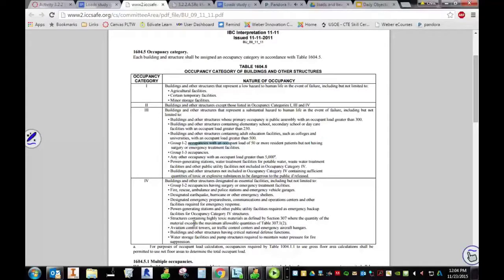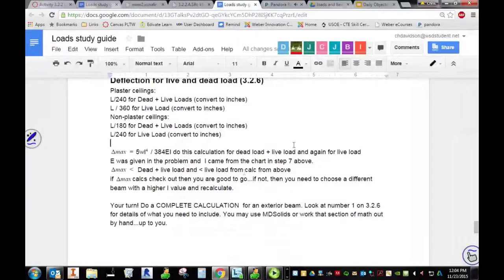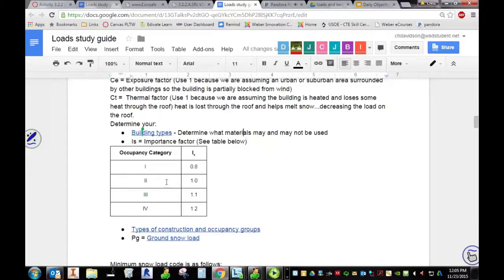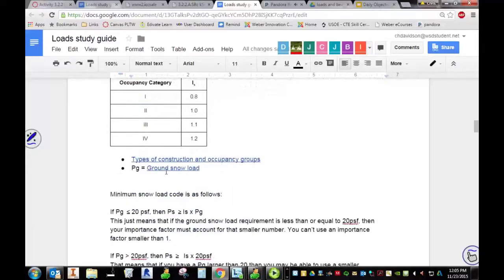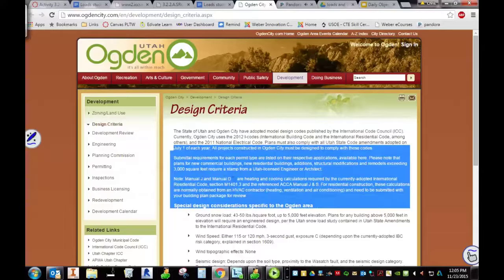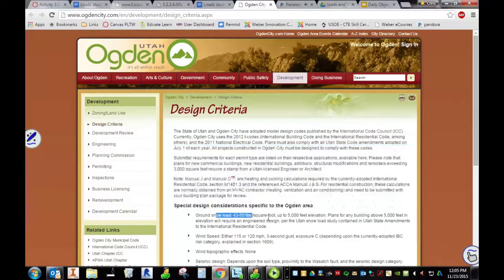Okay? So, bounce back to your Google Doc. Okay, so now we know we're a class 3, and that gives us an importance factor of what? Look in your chart. 1.1. Okay. And then skip down and click on ground snow load. So boom, look at that. It takes you to the Ogden website, and you read through there. You can find the snow load for Ogden. Yep, ground snow load, 43 to 50 pounds per square foot.